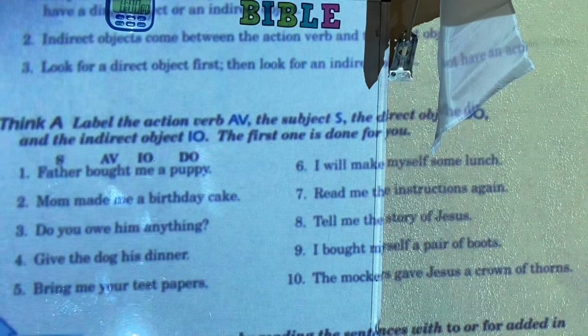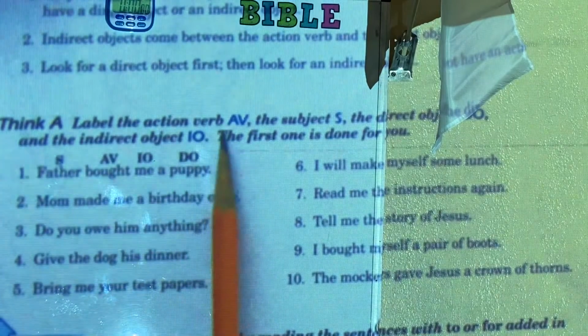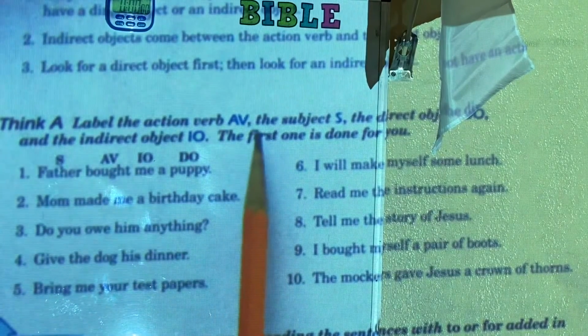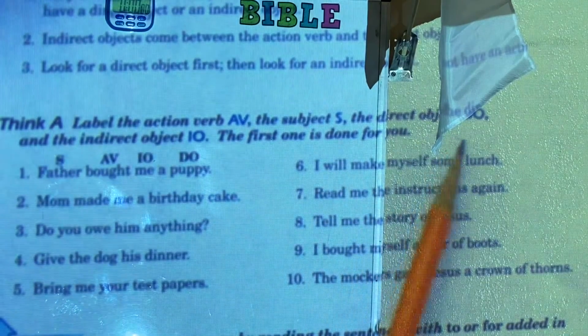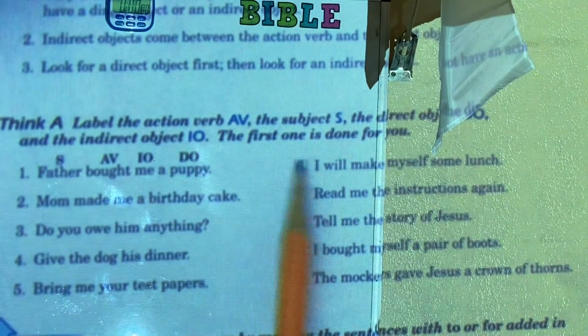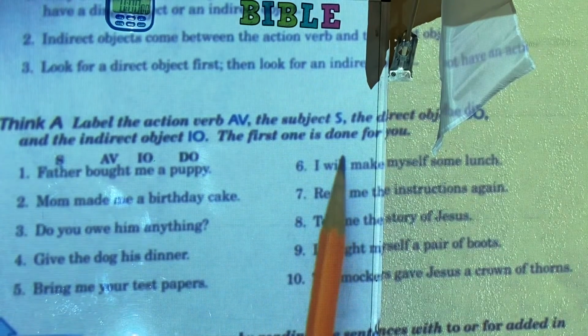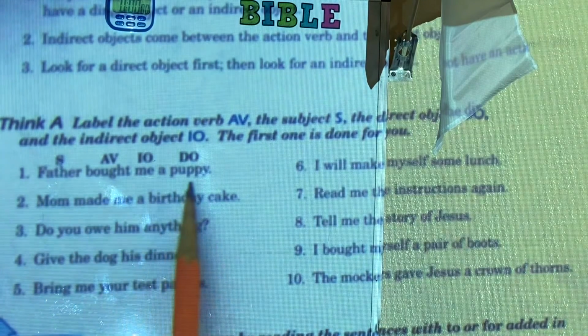Okay, so let's look here. Think A says, label the action verb as AV, the subject as an S, the direct object as a DO, and the indirect object as an IO. The first one is done for you. So let's look at the first example. It says, father bought me a puppy.